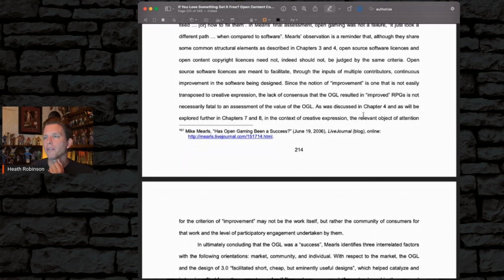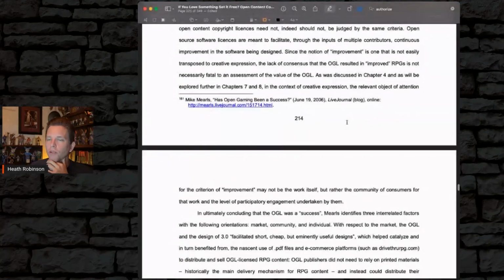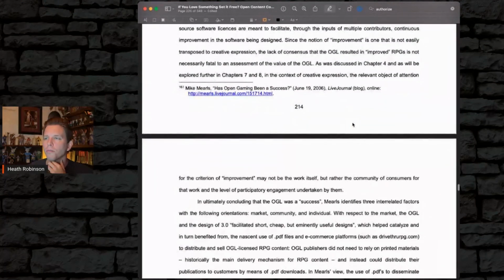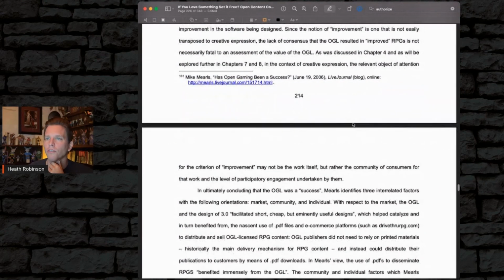Merrills' observation is a reminder that, although they share some common structural elements as described in chapters 3 and 4, open source software licenses and open content copyright licenses need not, indeed should not, be judged by the same criteria. Open source software licenses are meant to facilitate, through the inputs of multiple contributors, continuous improvement of the software being designed. Since the notion of an improvement is one that is not easily transposed to creative expression, the lack of consensus that the OGL resulted in improvement is not necessarily fatal to the assessment of the value of the OGL.